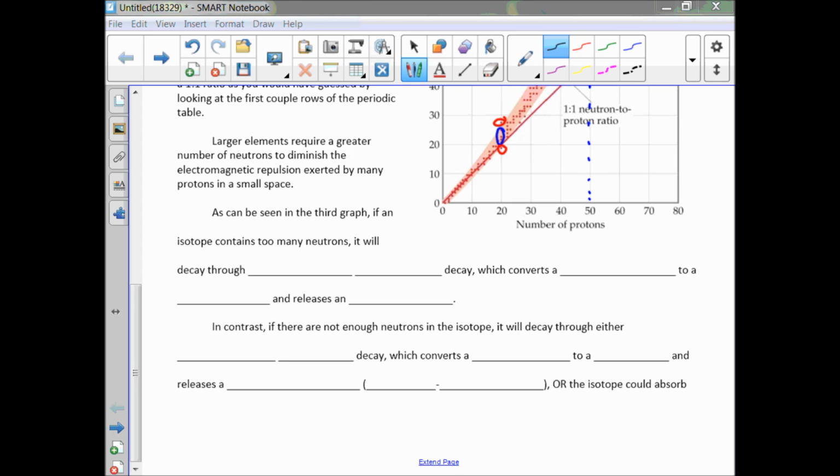Okay. So if we have too many neutrons, one or more have to convert to protons. So it's going to decay through what we call negative beta decay. Negative beta decay takes a neutron and converts it to a proton, and releases an electron. That's what we learned yesterday.